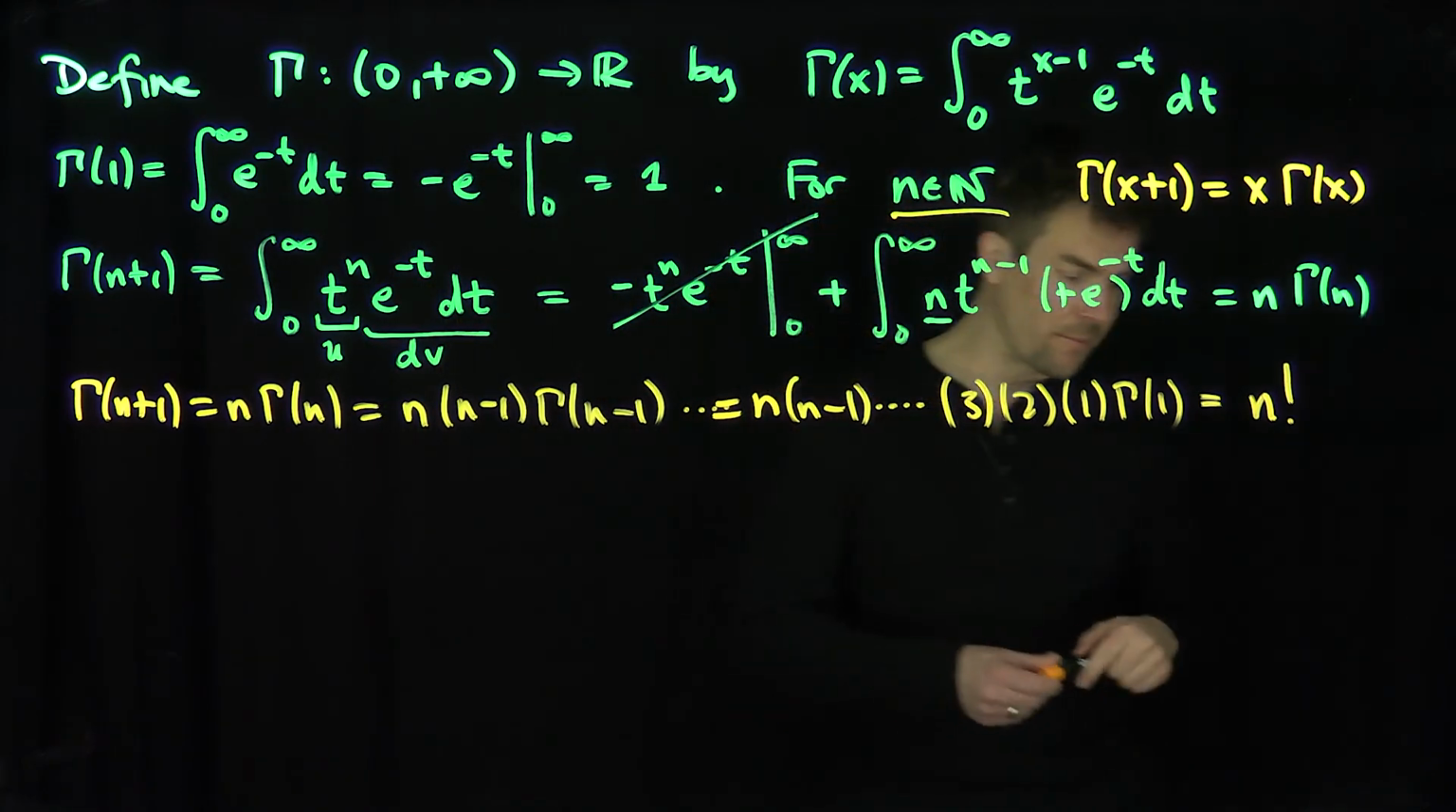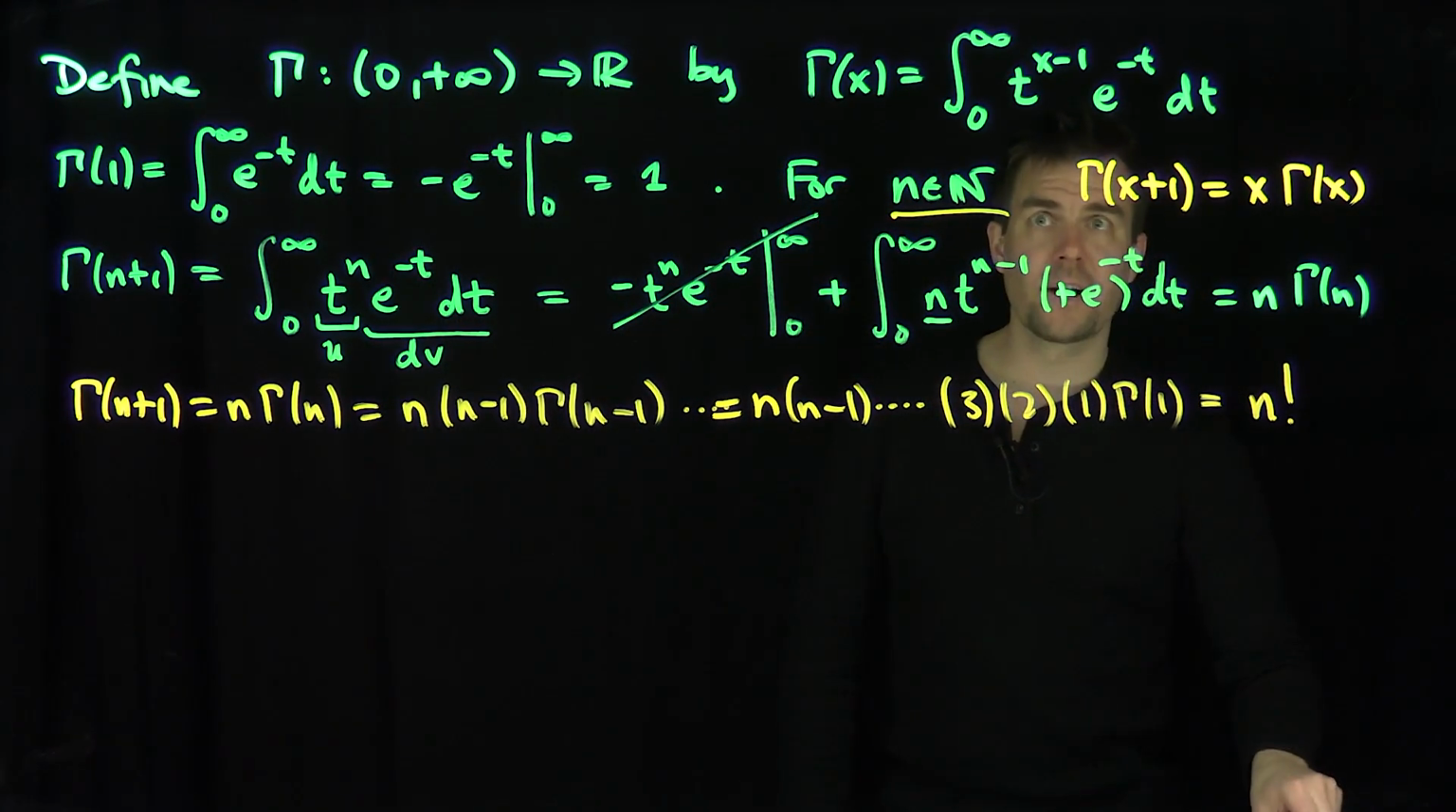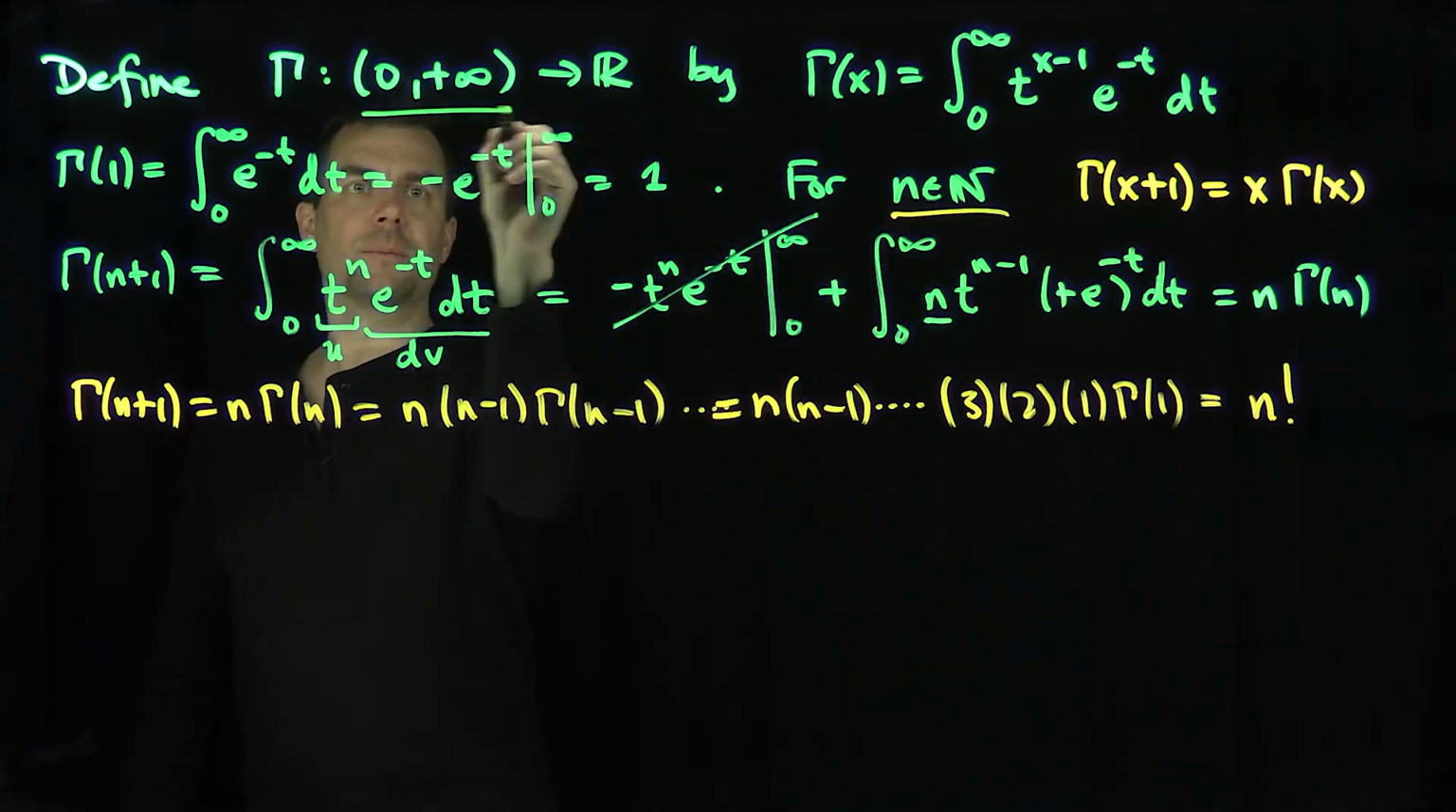That's the first thing we know about gamma. Now, as it stands, I've only been able to define gamma for the values that are between 0 and infinity.